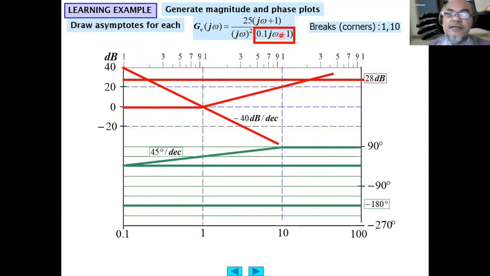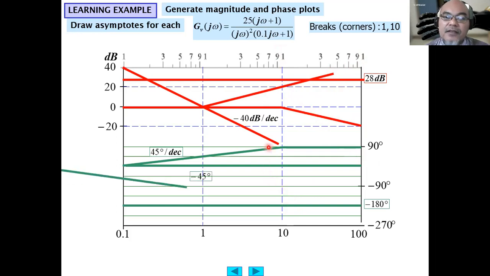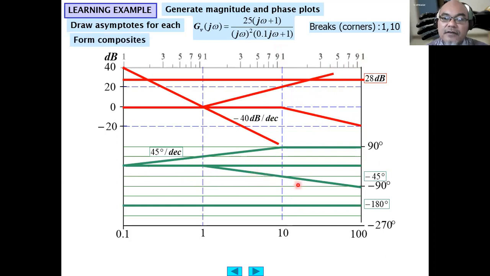Then the second pole is at 10 radian per second. So before 10, the asymptote is at 0 decibel. After that it has a corner break frequency here. Then after that, it will decrease by 20 decibel per decade. Now the phase angle decreases by minus 45 degrees per decade. Now we form the composite.